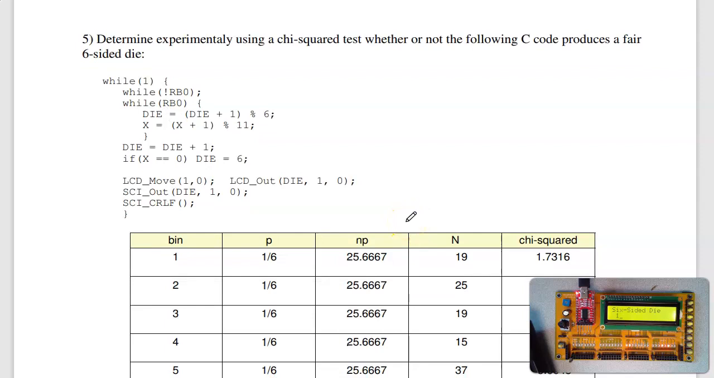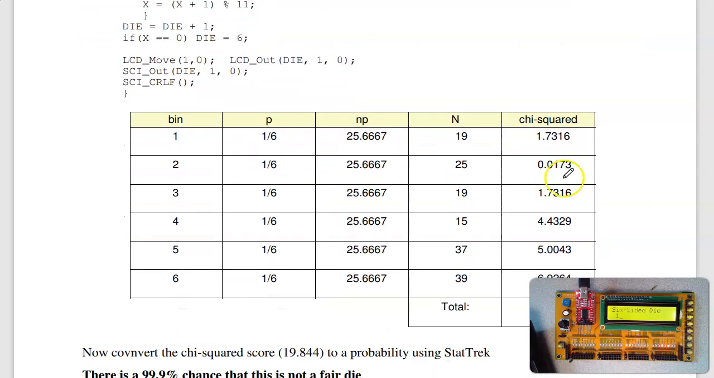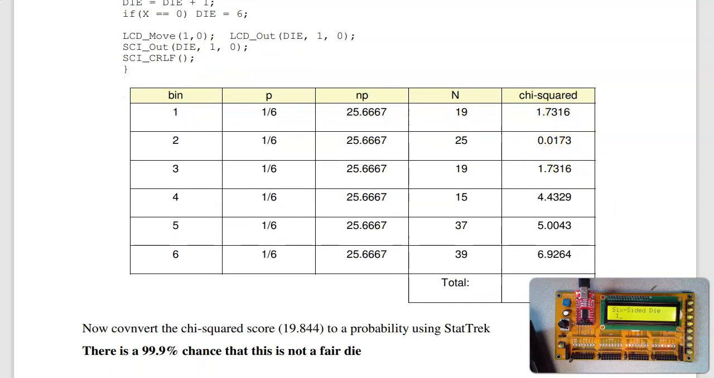Problem 5. Let's repeat, only now 9% of the time, 1 out of every 11 times, I always roll a 6. Can I spot that? Well, again, I roll the dice a whole bunch of times. Here's how many times I got a 1, 2, 3, 4, 5, and 6. Form a chi-squared table. Take the difference squared divided by 25, add them all up.